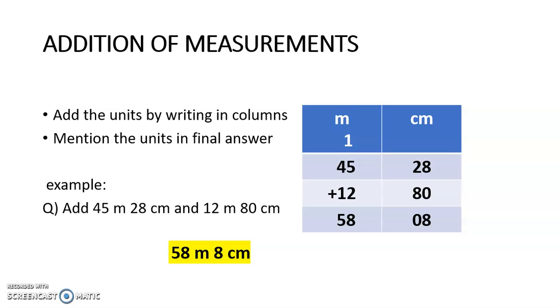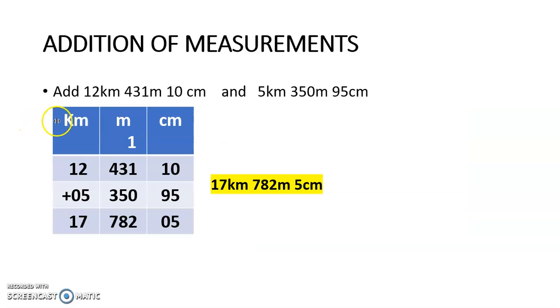Let us see one more example. In this question, add 12 kilometer, 431 meter and 10 centimeter. We have three different units, kilometer, meter and centimeter. So we will make three different columns of kilometer, meter and centimeter also. And then we will note down the numbers very carefully in each column. And then we have to add.